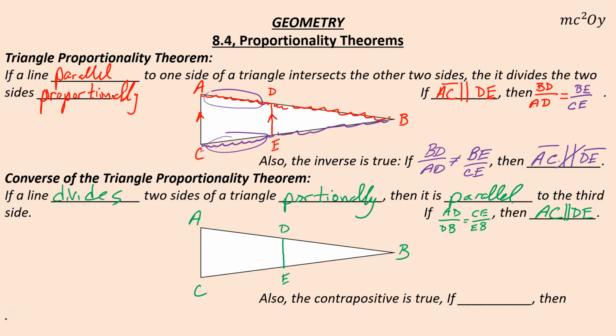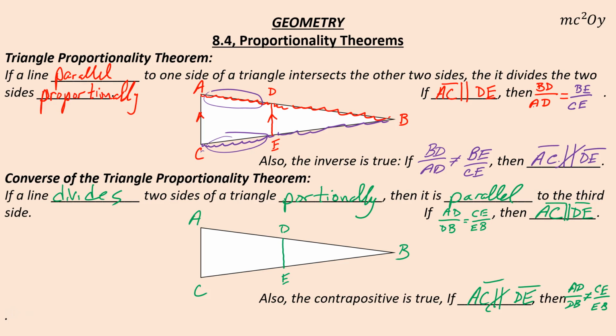Very good. The counterpositive is also true, which just states, hey, if those lines are not parallel, then your sides, AD over DB, would not be proportional to CE over EB. Okay. So kind of a whole bunch of stuff saying really the same thing here.